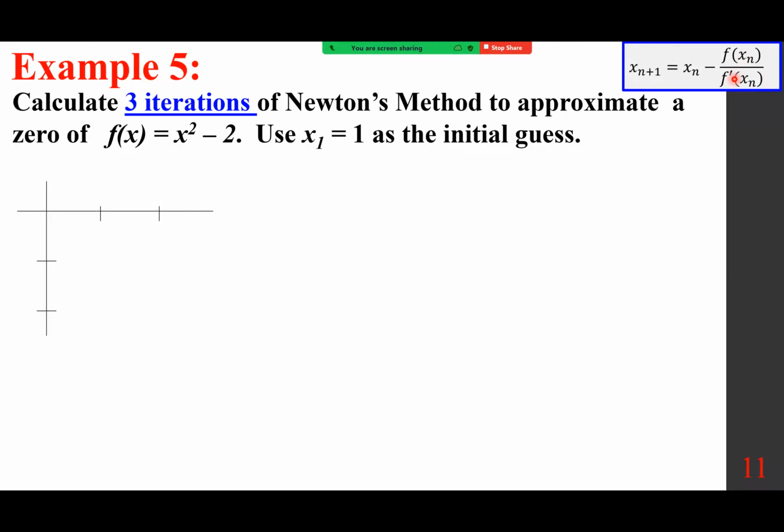And by the way, as you look at this formula, you can divide by 0. If f prime is 0, that means you have a tangent line which is horizontal. So if this number is close to 0, Newton's method will fail. So f of x is x squared minus 2, and f prime is 2x.